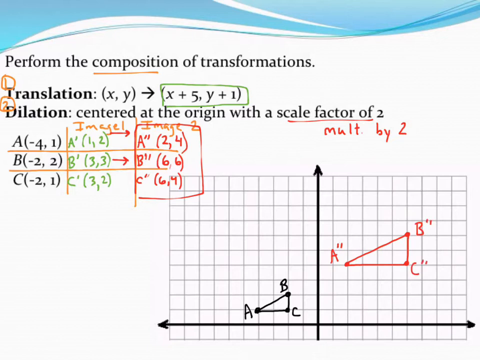So there's my final image after I translated it, and I can see that, yeah, it did get moved to the right, it did get moved up one. Now, it moved further than we think it should have, just because the dilation not only made it bigger, I can see that the triangle is much bigger, it also kind of pushed it away from the center a little bit. So that's why it's moved a little bit more than 5 to the right and up one. Although if you graph image 1, you'll see that it did move that far in our first step.